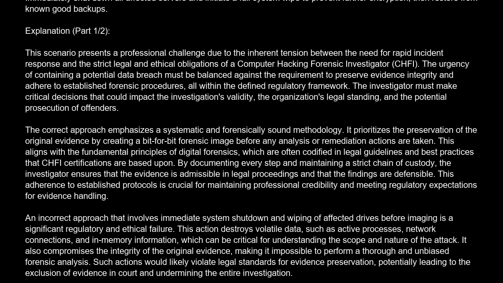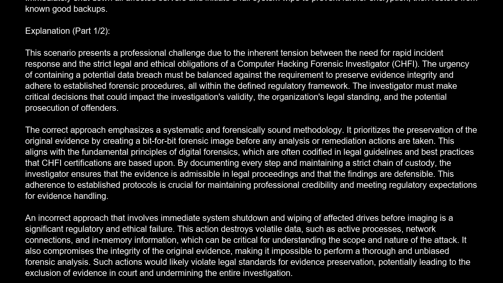An incorrect approach that involves immediate system shutdown and wiping of affected drives before imaging is a significant regulatory and ethical failure. This action destroys volatile data, such as active processes, network connections, and in-memory information, which can be critical for understanding the scope and nature of the attack.